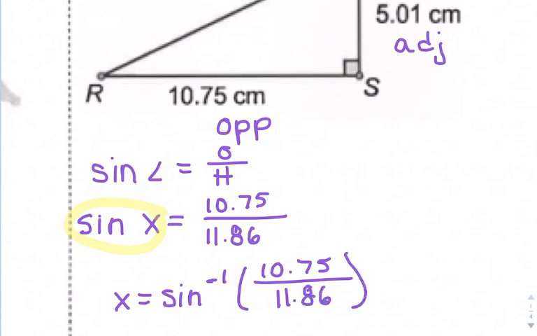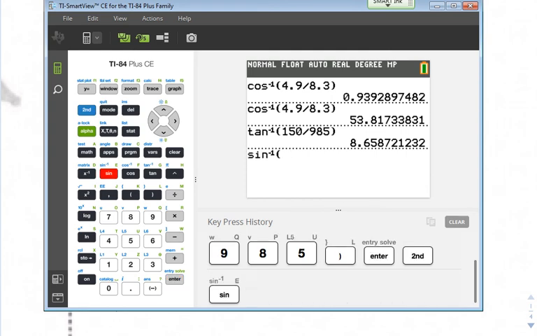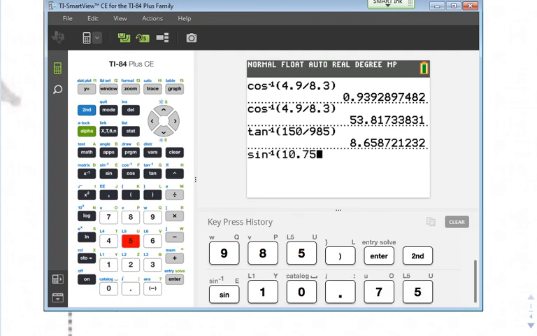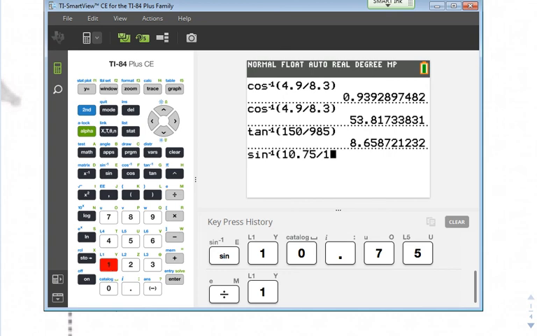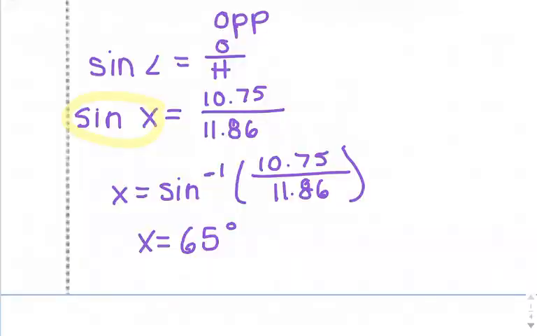So I come over to my calculator and I do second sine, remember? Gives me that inverse. 10.75 divided by 11.86. I hit enter, and that means that angle T is about, let's round to the nearest degree, 65 degrees. So the measure of angle T is 65 degrees.